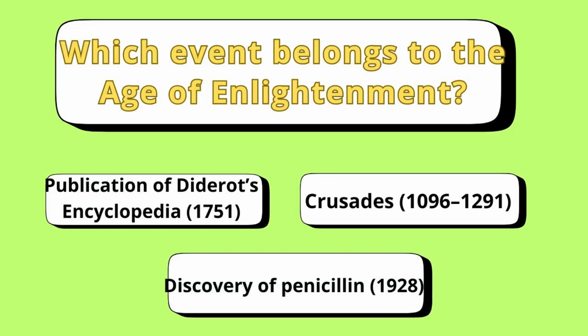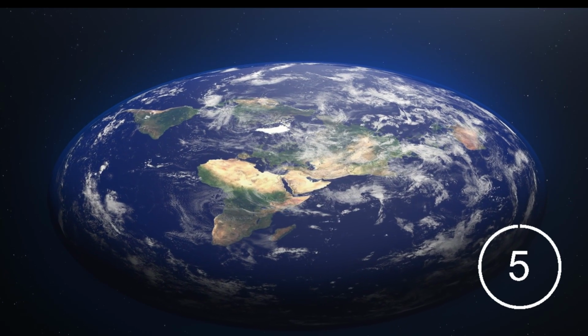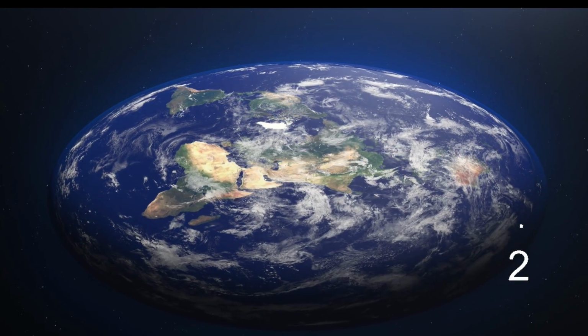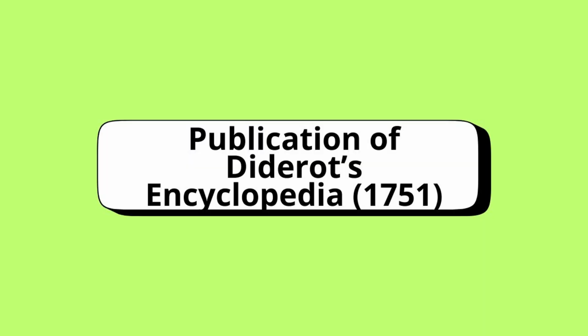Which event belongs to the Age of Enlightenment? A. Publication of Diderot's Encyclopedia 1751. B. Crusades 1096-1291. C. Discovery of penicillin 1908. Publication of Diderot's Encyclopedia 1751.